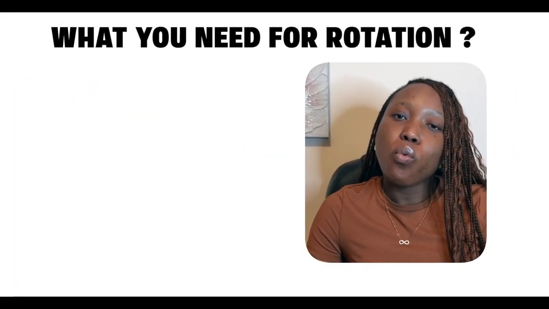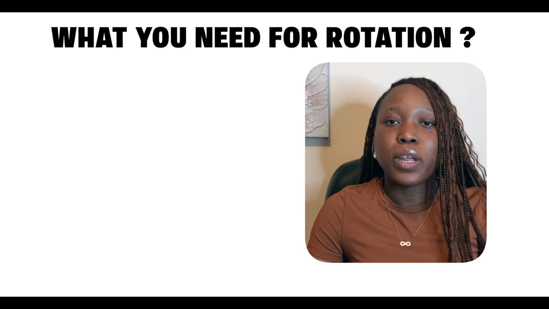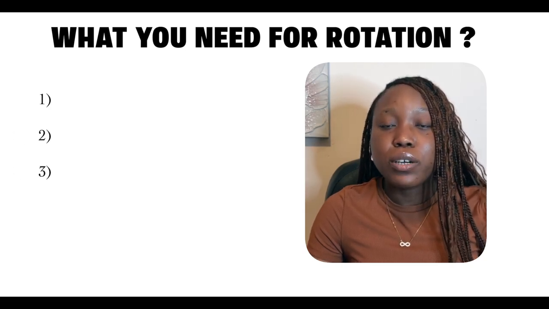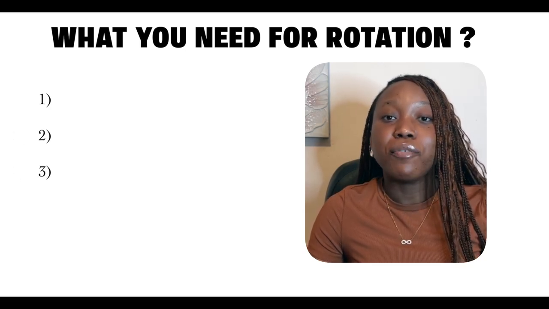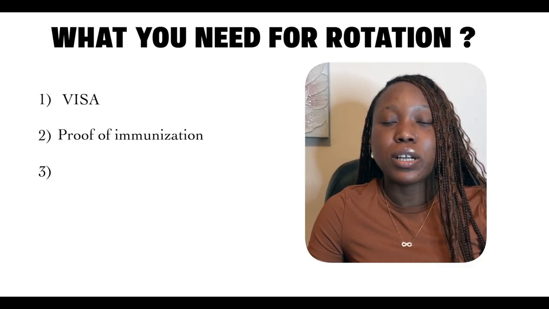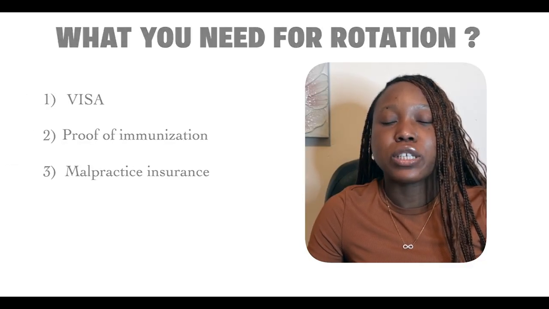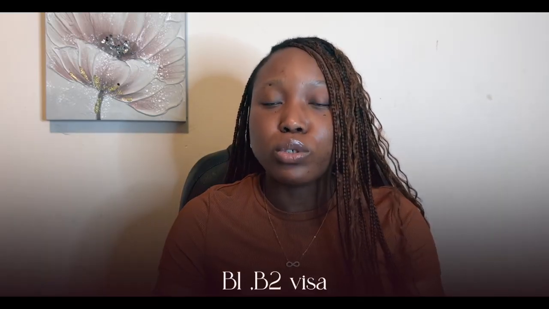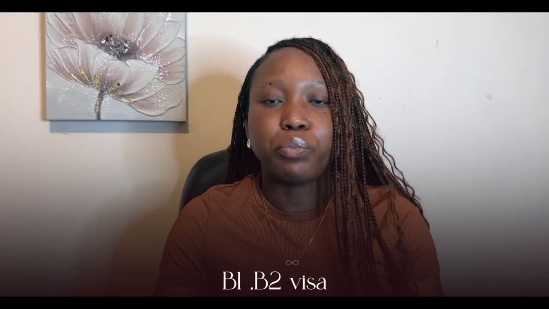So let's talk about what you need for rotation. There are three major things you need which are really important: visa, proof of immunization, and malpractice insurance. For visa, if you are a non-US citizen, then you definitely need a visa. The visa that is usually required is a B1, B2 visa, although some hospitals could ask for a J1 visa, but B1, B2 is commonly used and is also accepted.